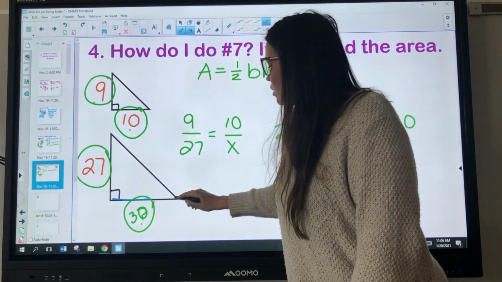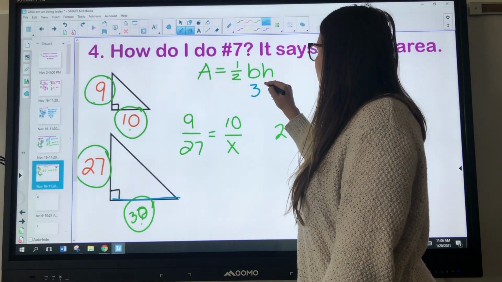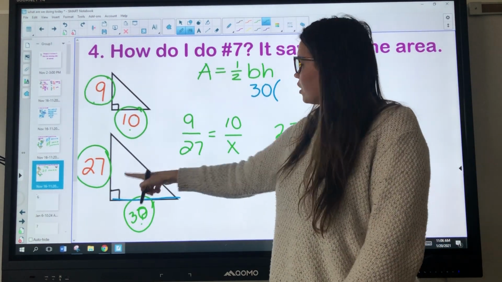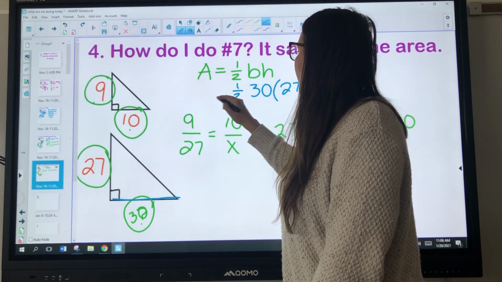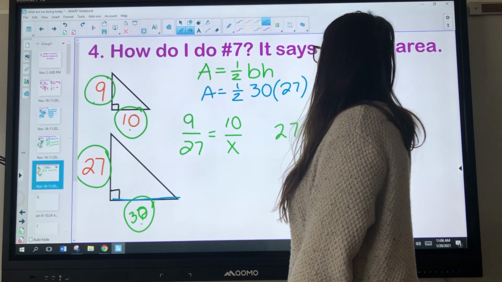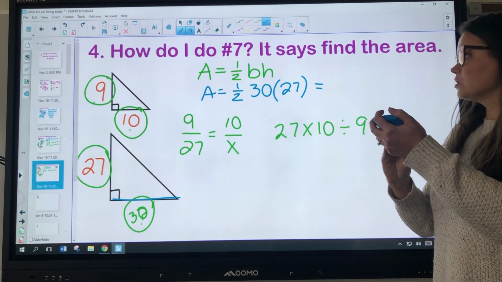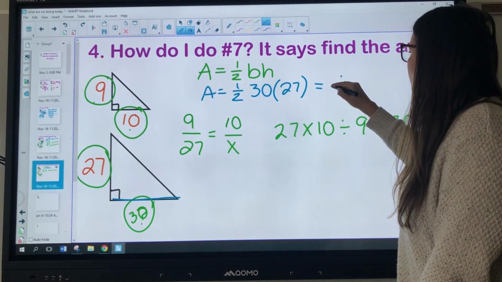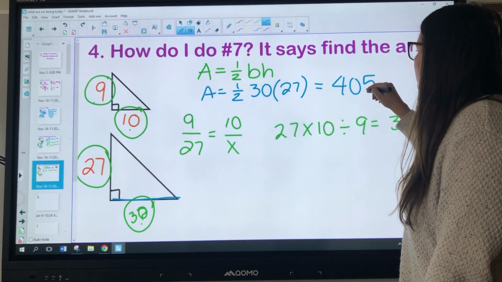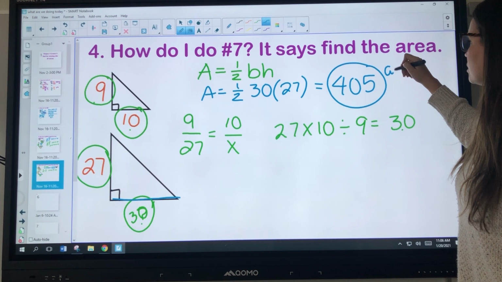So now you're going to plug your base and your height in. The base of this triangle is the 30 that we just found. The height of this triangle was the 27. And you have to take half of that. Half times 30 times 27 is 405. And that is your answer.